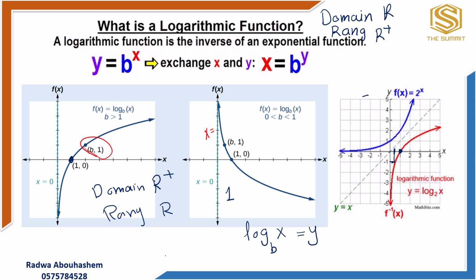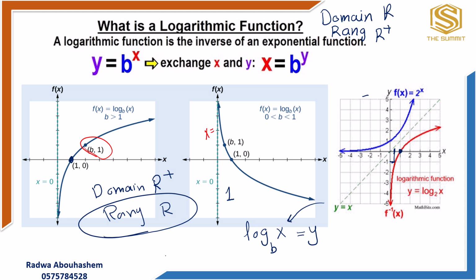We agreed that the logarithm is asking about the power, right? And the power could be negative, could be positive, could be 0. So yes, the range is R, because we are asking about the answer, and the answer is the range. Good. Now, what about the domain? What is the value I should put here instead of the x?